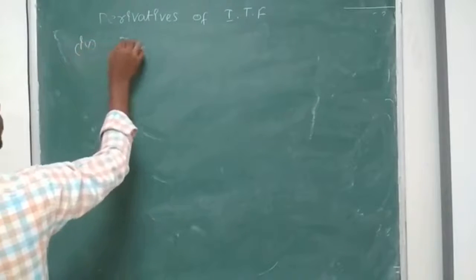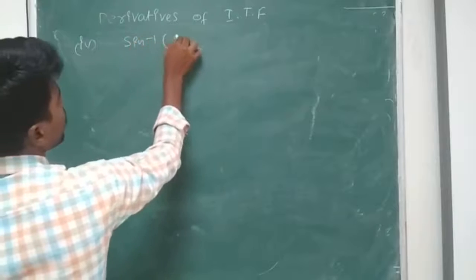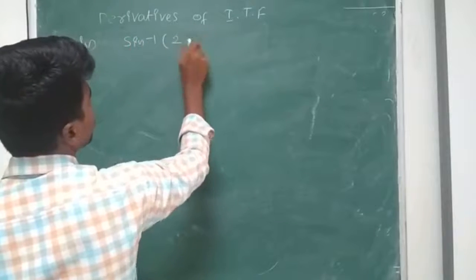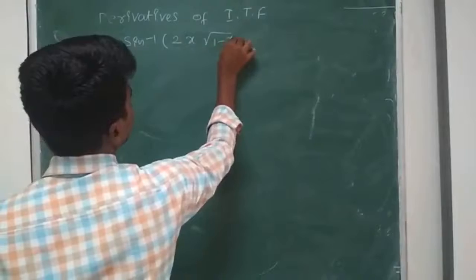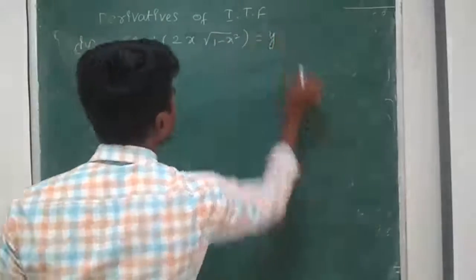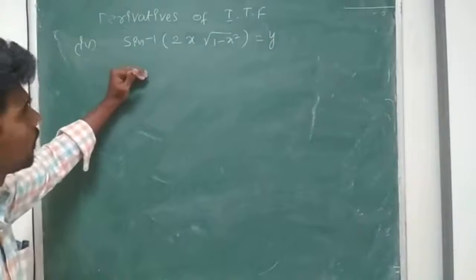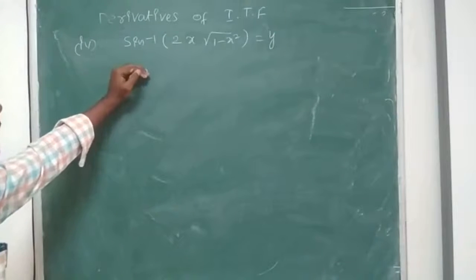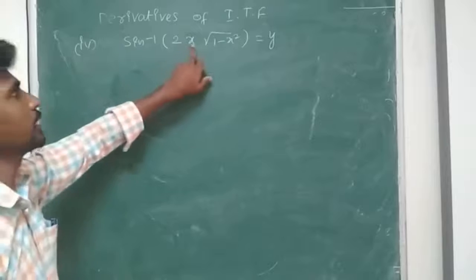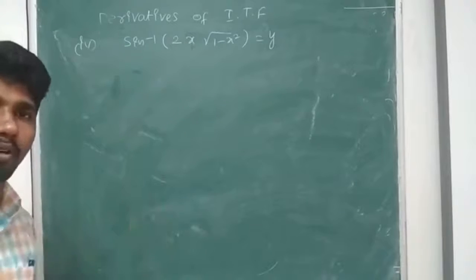Sin inverse of 2x into root of 1 minus x square. Let's consider it as y. Then I have to go with the substitution method. If I take this one as sin theta or cos theta, why am I going to take it as sin theta or cos theta?